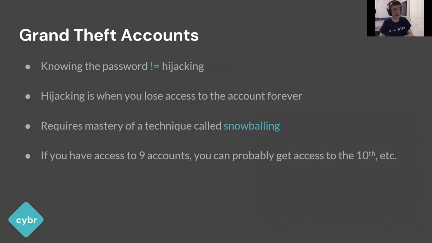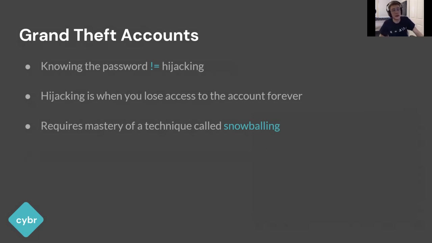If you have access to 9 accounts, you can probably get access to the 10th via the technique of snowballing. The amount of information you have access to when you have access to 9 of a person's accounts is probably sufficient to let you get access to the 10th. Whether it's common answers to their security questions. If you have access to a person's Facebook and you can see where they went to school and what their pet's name was, you can probably answer their security questions. And honestly, that's sometimes possible without even logging in to their Facebook account. You can just publicly see a lot of the answers to security questions, which is another reason why security questions are so bad.